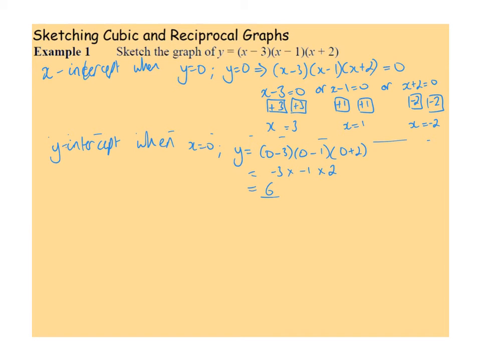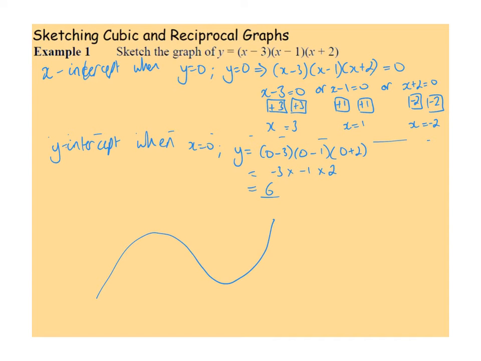And also, if you imagine expanding these brackets, then this x would be multiplied by this x, would be multiplied by this x, so you would get positive 1x cubed. And positive 1x cubed means that the shape of the graph will be something like this.